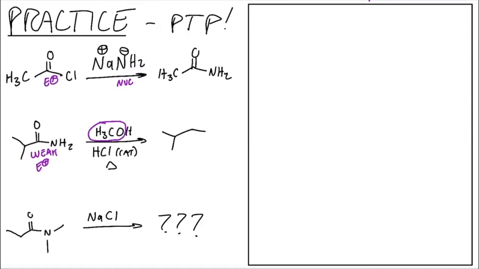That means our product is going to look something like this, where we retain our carbonyl, but instead of that NH2, we then put an O and a CH3 group on it instead. So this is turning an amide into an ester, just like we practiced earlier today. Let's try this next one. Pause the video here and make a prediction of what you think will happen.